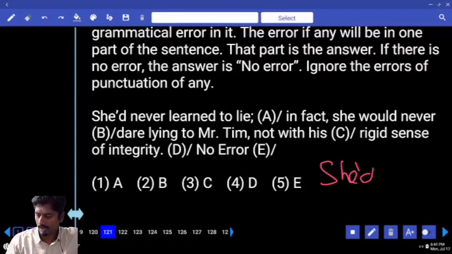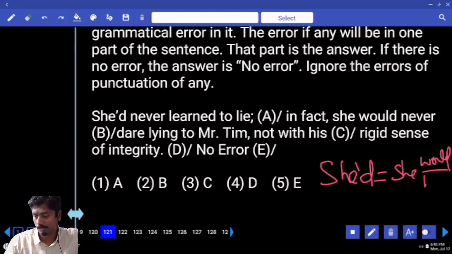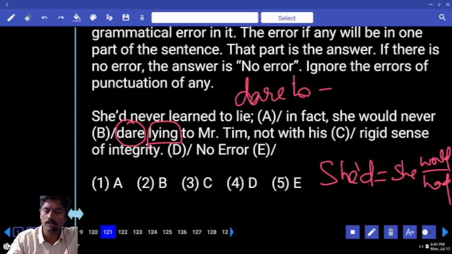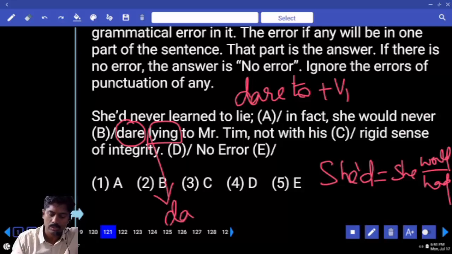C apostrophe D is nothing but she would or she had, both possibilities. She had never learned to lie. In fact, she would never dare lying to Mrs. Tim, not with his rigid sense of integrity. After dare, we can never take lying. Always dare to, dare to plus V1. Dare to lie is the answer. Dare to lie. Dare to challenge. Dare to win.